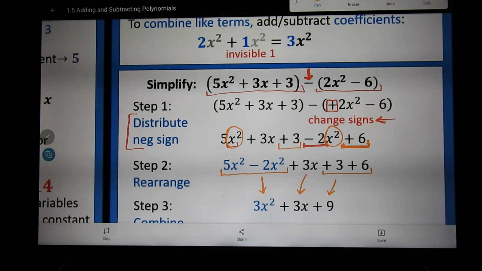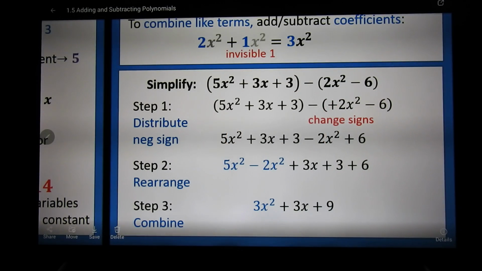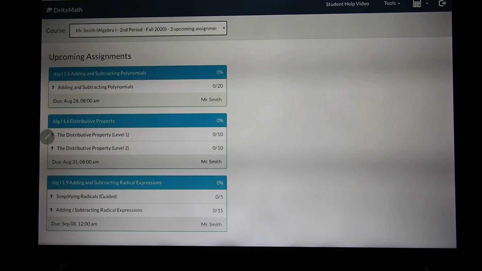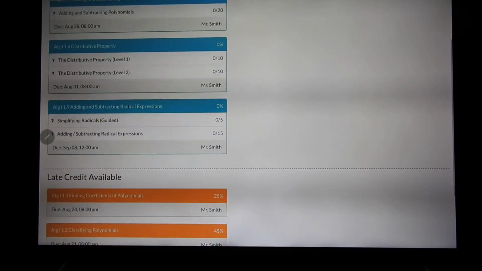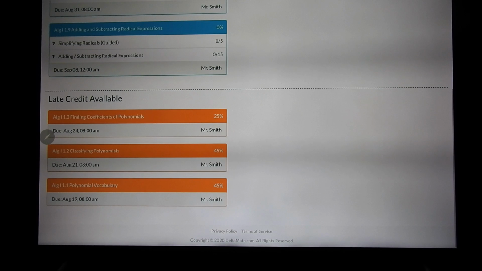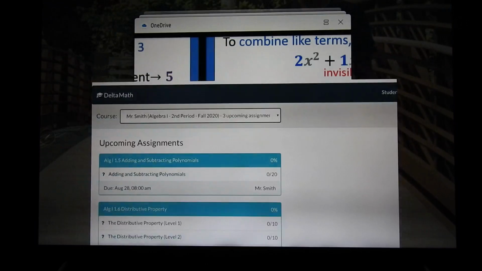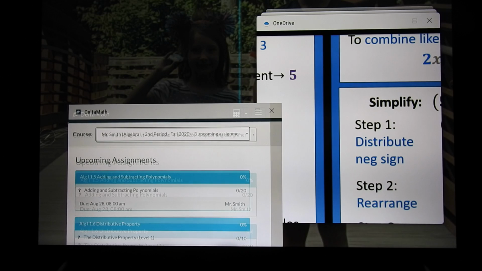All right, let's get to our Delta Math lesson. The Delta Math lesson we're going to be working on today is adding and subtracting polynomials. I would just point out that I realized the late credit wasn't working right, or I didn't put the dates in right. So everyone should be able to get late credit all the way up until we have the unit test for these assignments. Before, it said no late credit available. Sorry about that. We're going to do assignment 1.5, adding and subtracting polynomials. I'm going to put that off to the side over here.